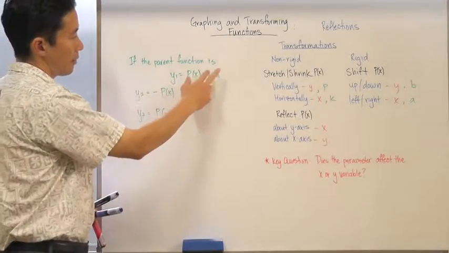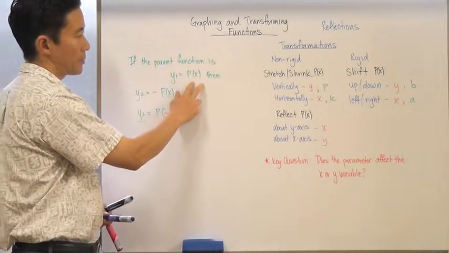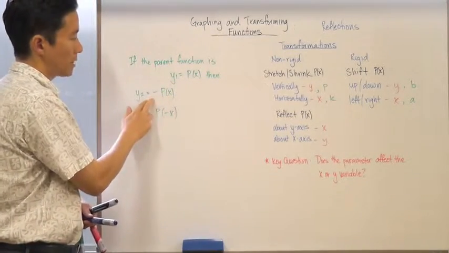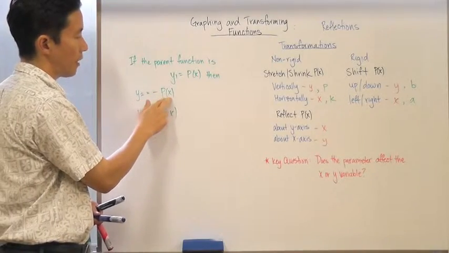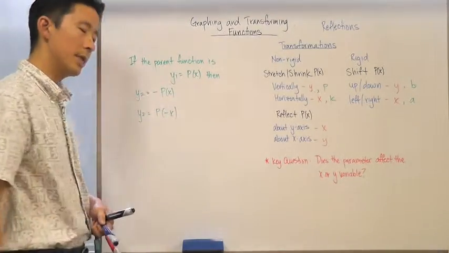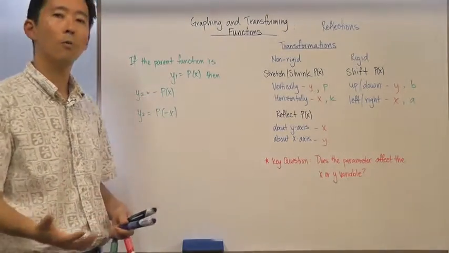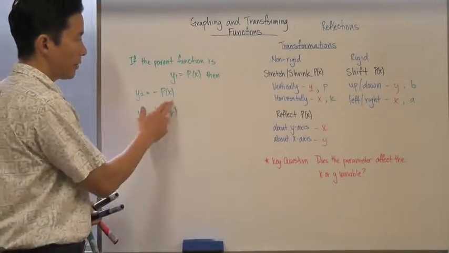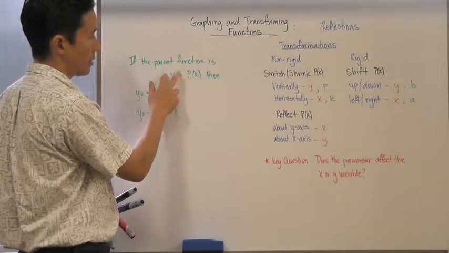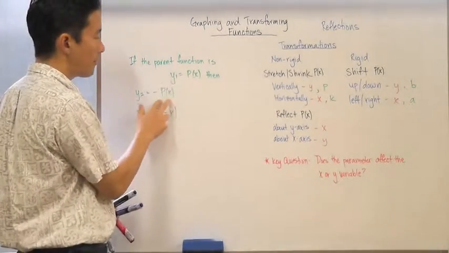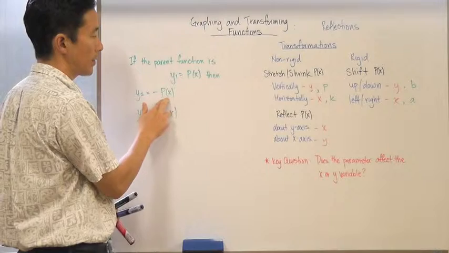Now it says that if the parent function y sub 1 equals p of x, then y sub 2 is actually equal to the negative of p of x. What is actually being affected here? Are the x values being affected or are the y values being affected? Hopefully everybody can recognize that p of x is really all the y values, so all the y values in this particular case are being affected.